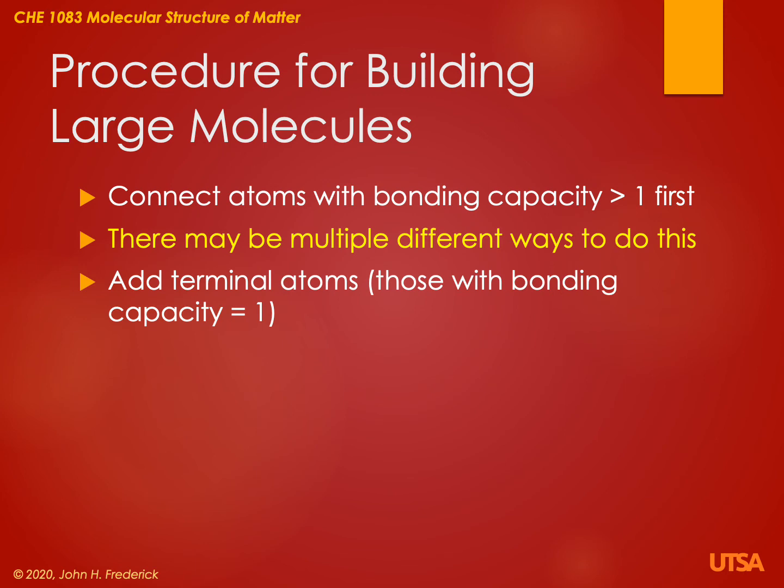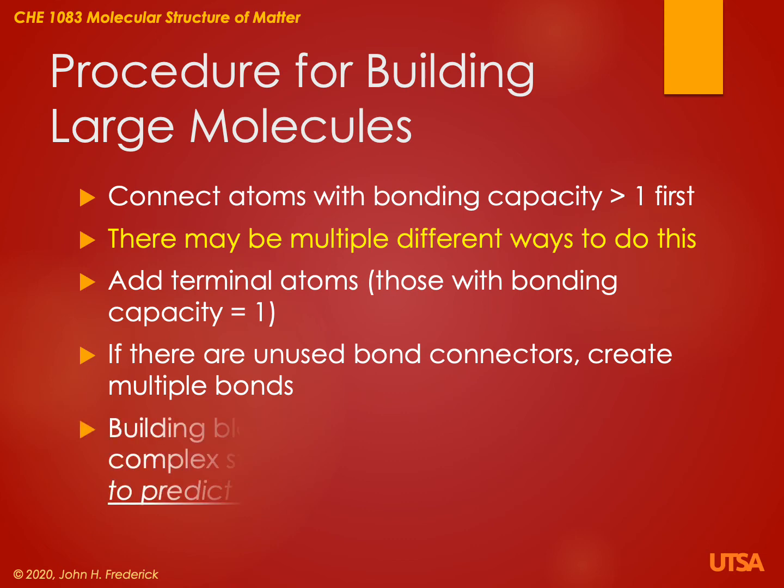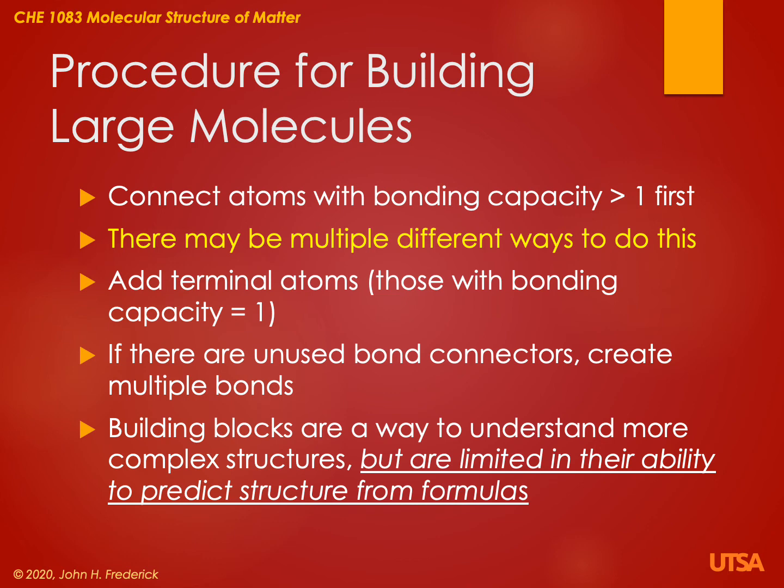After we've connected those central atoms, we'll add the terminal atoms, those that have only a bonding capacity of 1. We'll refer to them generally as terminal atoms because once you've attached them, the chain or the size of the structure goes no farther. If there are unused bond connectors at the end, then we can create multiple bonds. Sometimes we have to conspire to make those unused bond connectors be on neighboring atoms in order to make the multiple bonds.